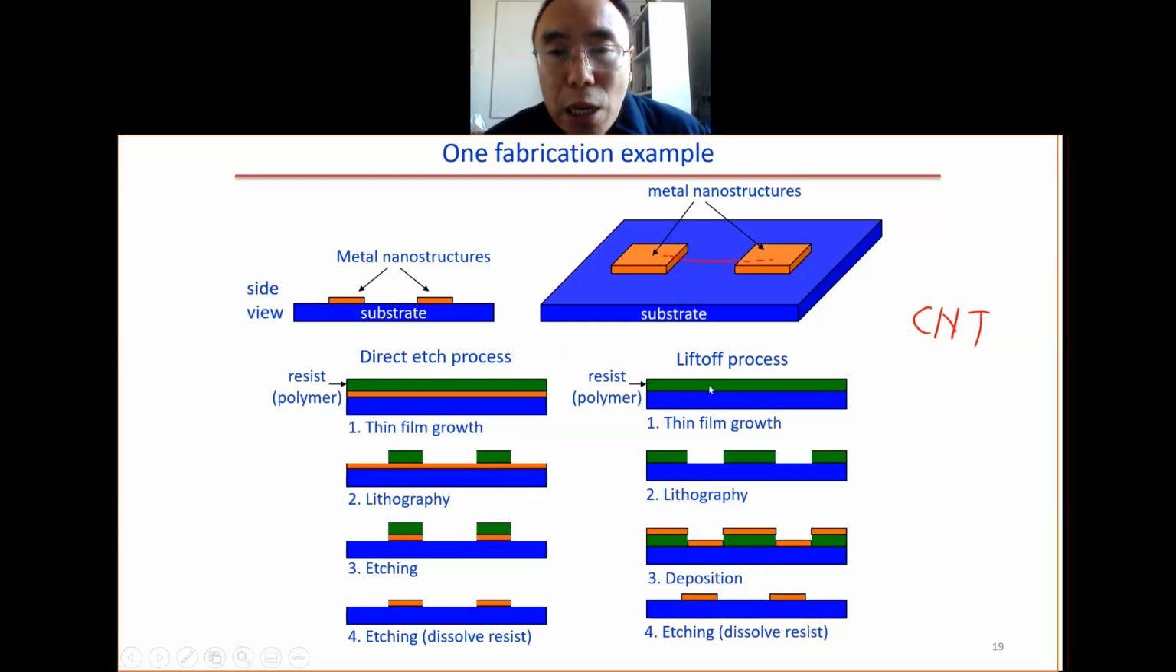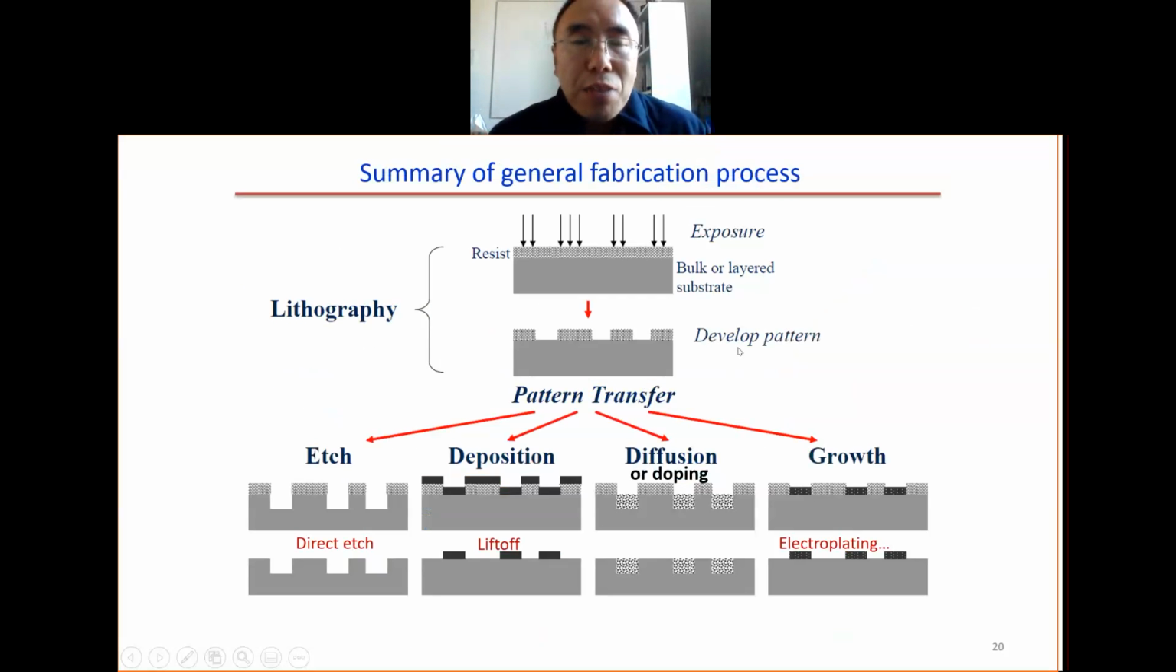Another way is called the lift-off process. In this case, we deposit the resist first. Then we do the lithography to pattern the resist. Then we do the metal deposition. Then we dissolve the green color resist. When this green color polymer is dissolved, the metal on the top is gone. We leave behind the metal on the substrate. This is why it's called a lift-off process.